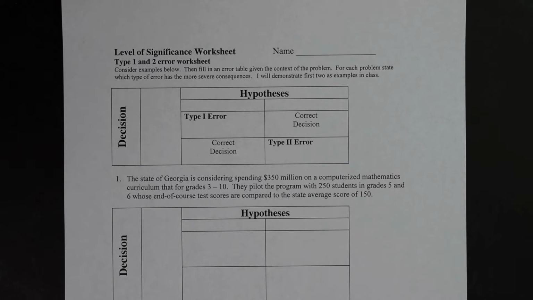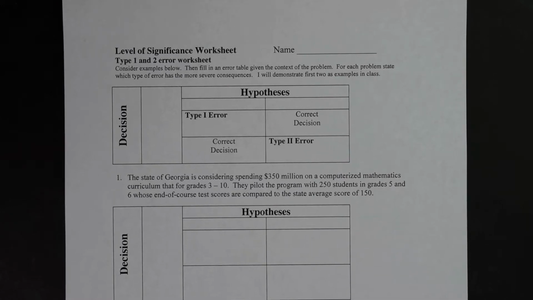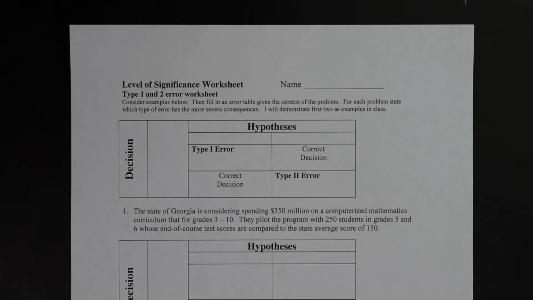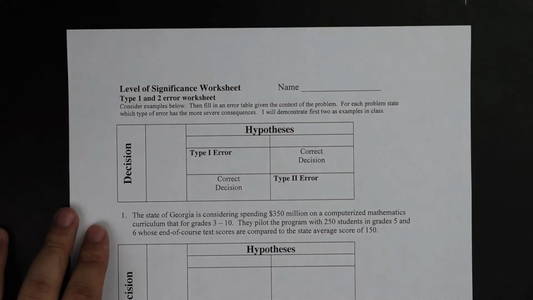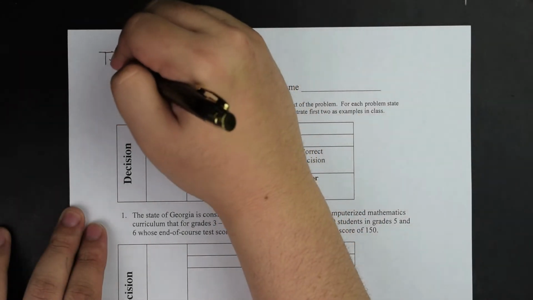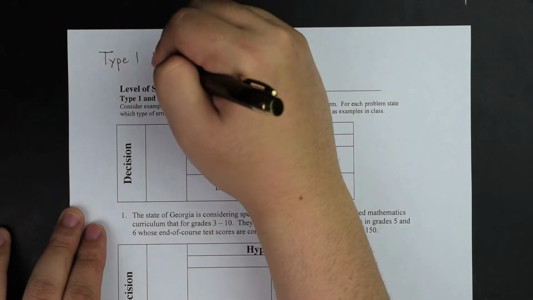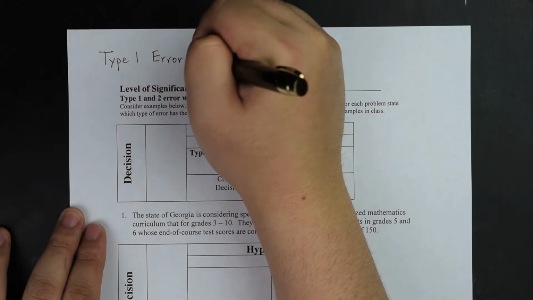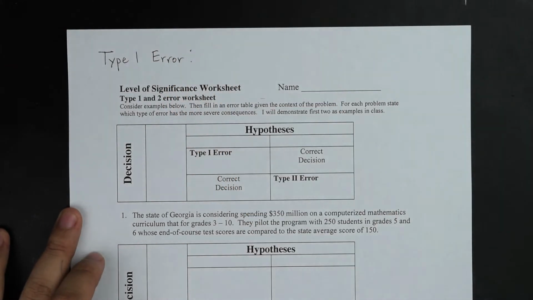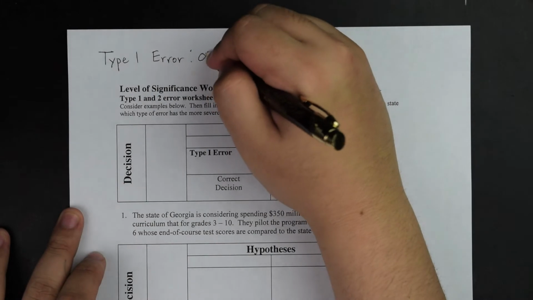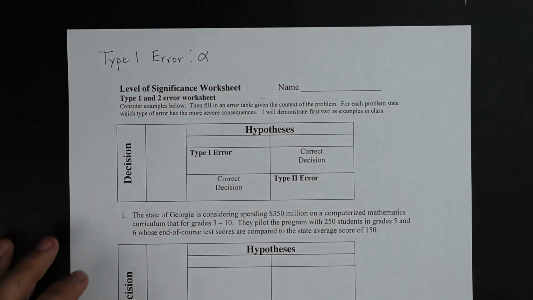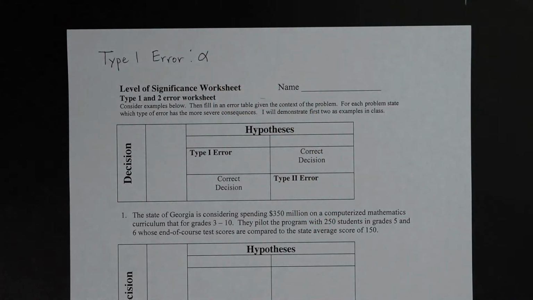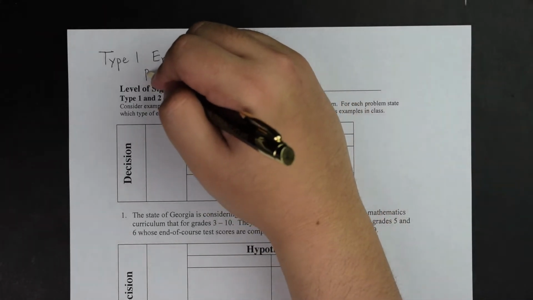When I am doing these types of questions, a lot of times we need to understand what Type 1 error and Type 2 error mean. So I'm going to write that right on top here so that you can follow along. Type 1 errors are usually defined as alpha. There's no particular reason why, but it's usually just called alpha. And it is the probability of rejecting the null hypothesis.